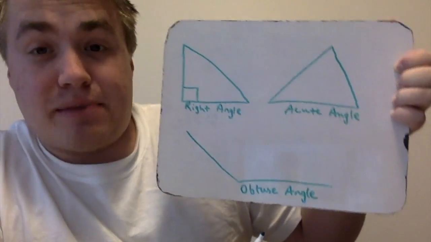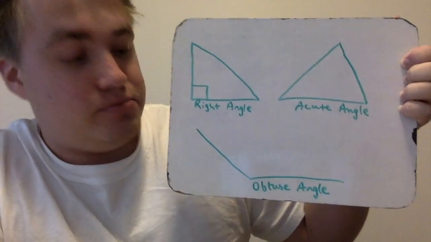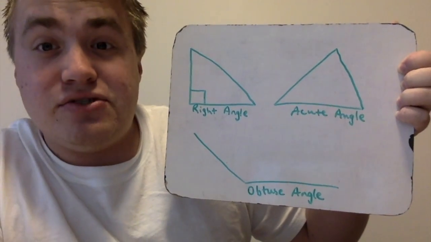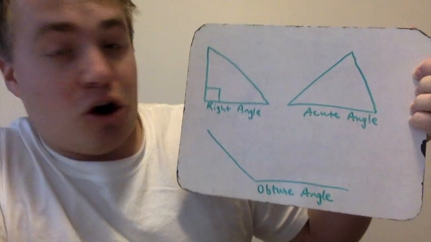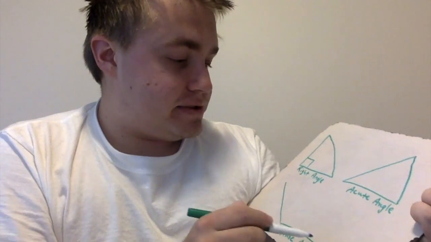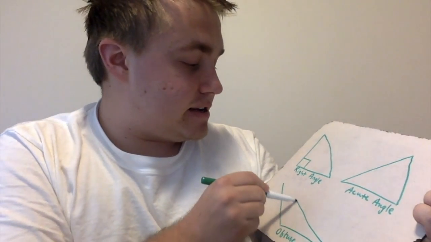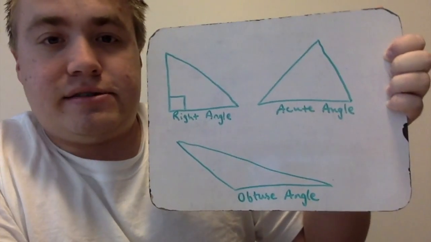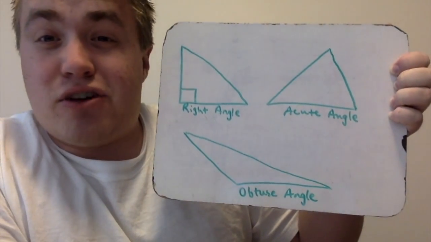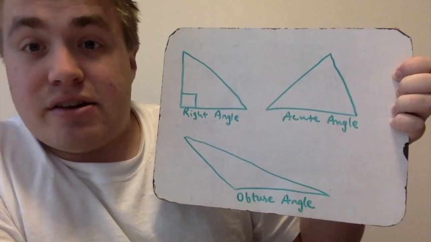Now if I look down here at my obtuse angle, you better believe I will be able to make my obtuse angle into a triangle. Again, I'm just going to take my open side and connect it to the other open side here as straight as I can. And look at that. Not super straight, but still a triangle. It's got 3 sides and 3 angles.